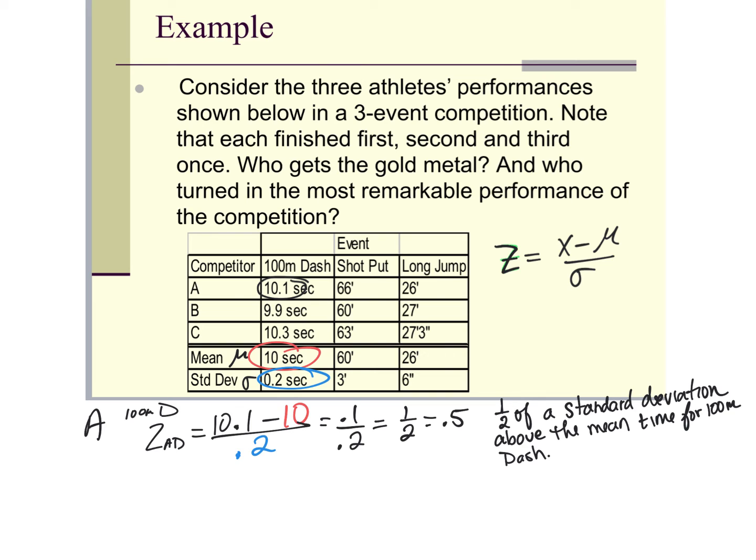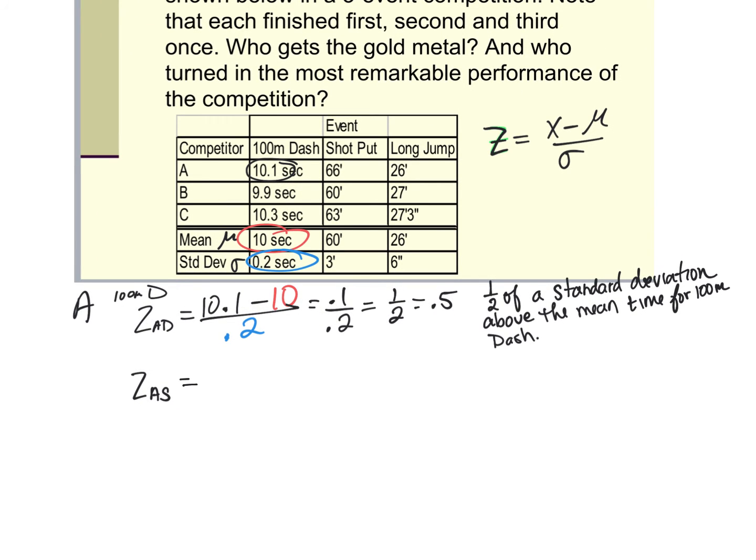Now we're talking about standard deviation units. We know he was 0.1 second slower, but we're trying to compare seconds to feet in a shot put and a long jump, and so we want a standardized value that we can compare them to. And so that's why we're talking about how many standard deviations. We're not talking about the seconds. Because in this one, for the shot put, the z-score for A in the shot put is going to be the 66 feet minus the mean of 60 divided by the standard deviation of 3.